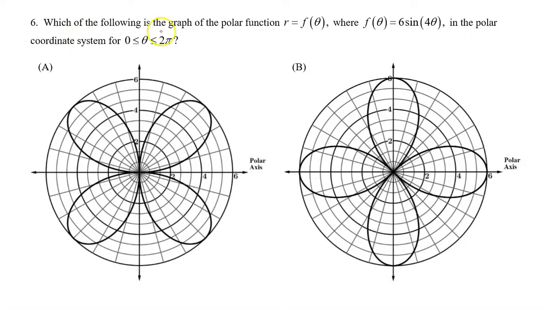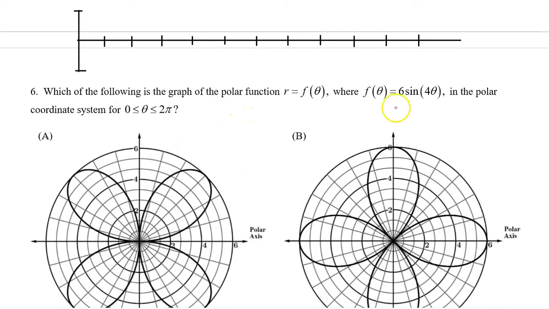Number 6. Which of the following is the graph of the polar function r equals f of theta, where f of theta is equal to 6 sine 4 theta in the polar coordinate system on the interval from 0 to 2 pi? Let's use the strategy where we sketch a rectangular graph and use that to choose. I'm noticing this b value of 4, and we know that for the sine function, the period is always 2 pi divided by the b value. So the period will be 2 pi divided by 4. So that's going to be pi over 2.